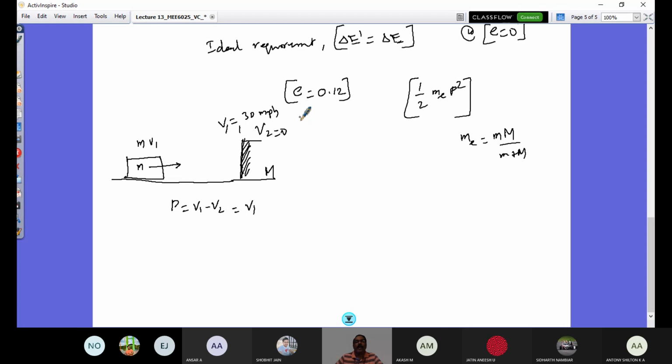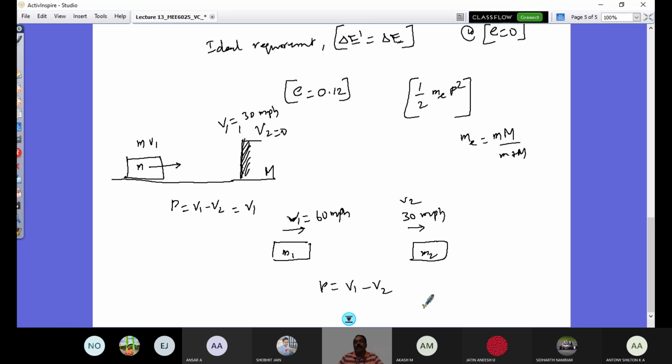But if I now have 2 vehicles going, one vehicle is this M1, another vehicle is this, maybe they are identical vehicles M2, and this is with the velocity V1, which is say 60 miles per hour, and this is going with the velocity 30 miles per hour. So this is V2. So now what is P? It is V1 minus V2. That's 60 minus 30. So again, it is going to be 30, in the same direction.